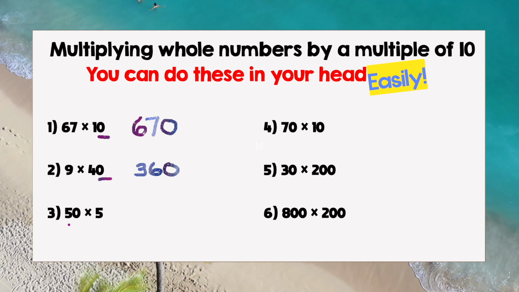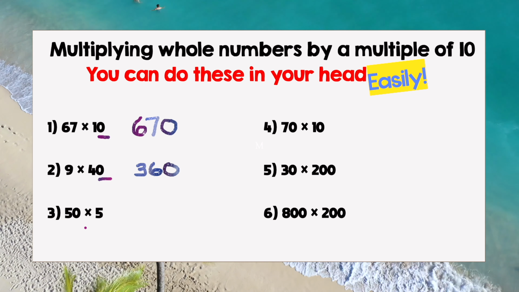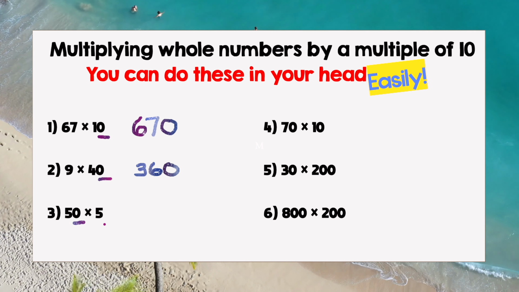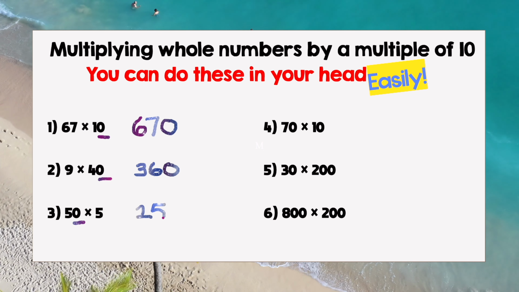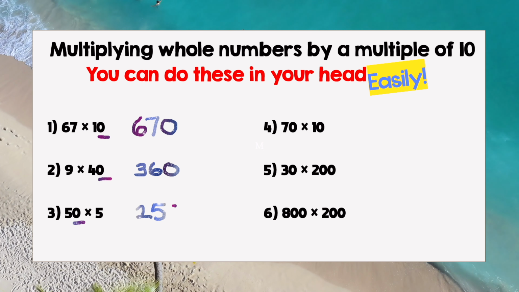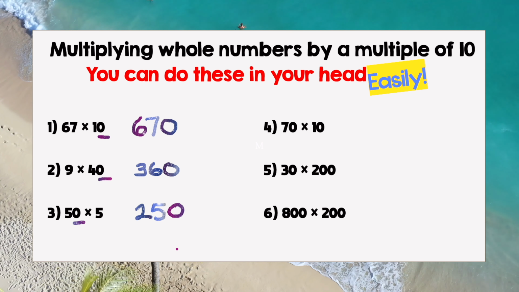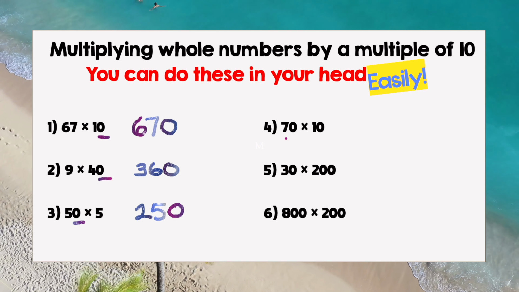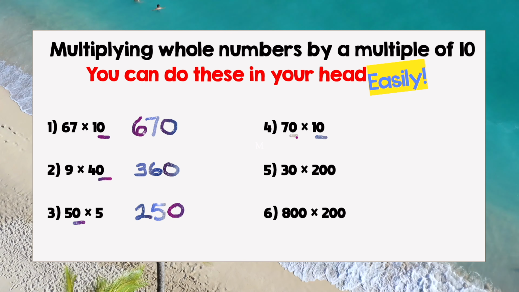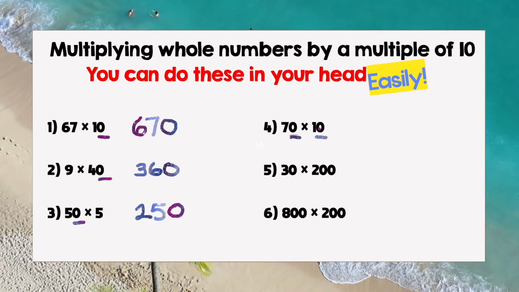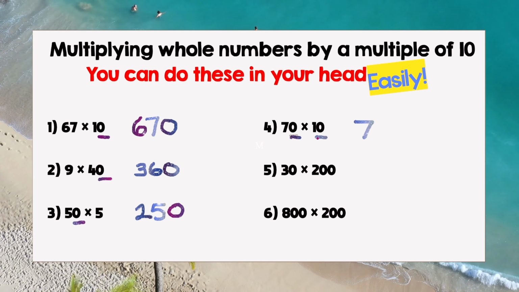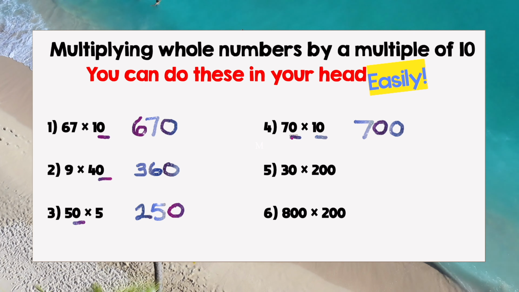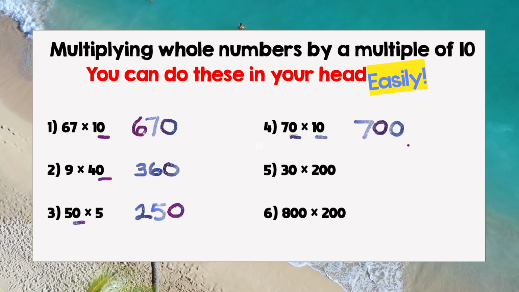Number 3, we have 50 times 5. So again, we look at how many zeros we have. And then we'll take the first digit, 5 times 5 is 25. And then we have 1 zero, so we add the 1 zero, so you have 250. Now in question number 4, we've got 2 zeros here, but we still do the same thing. 7 times 1 is 7, but this time we have 2 zeros, so we add 2 zeros. So that means that 70 times 10 is 700.